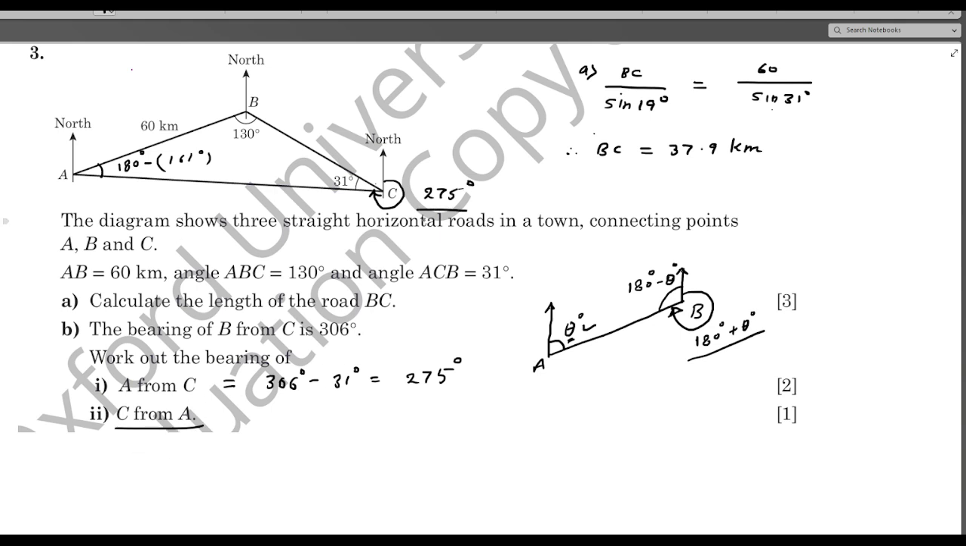Now for the bearing of C from A, you have to find out this angle. As I said, if this angle is theta, then this is 180 plus theta. Now this 180 plus theta is given as 275. So for theta, whatever angle we are getting here, that is 275 degrees, from this we will subtract 180 degrees. So 275 minus 180 degrees, you will get 95 degrees. So your bearing of C from A should be 95 degrees. Okay, clear? Now next question.